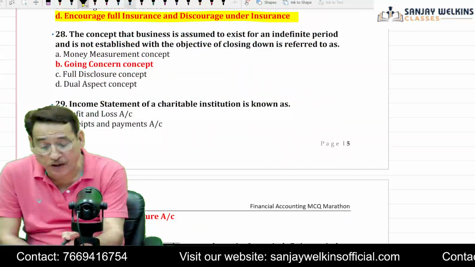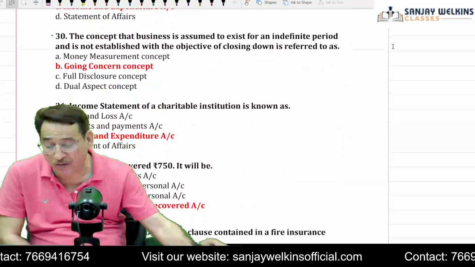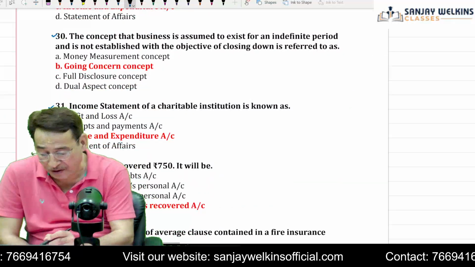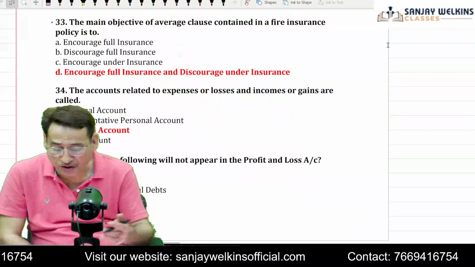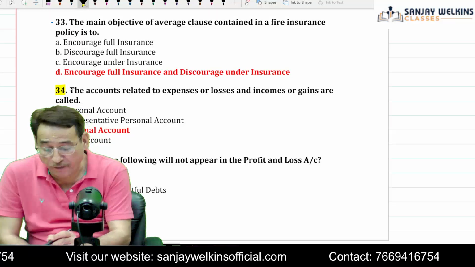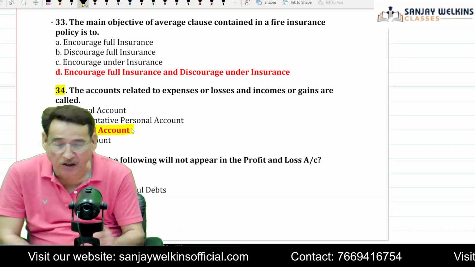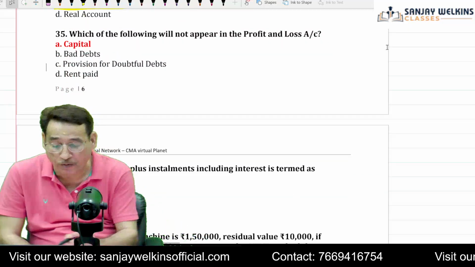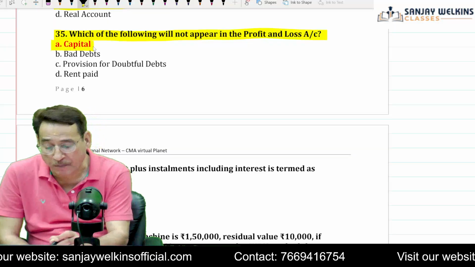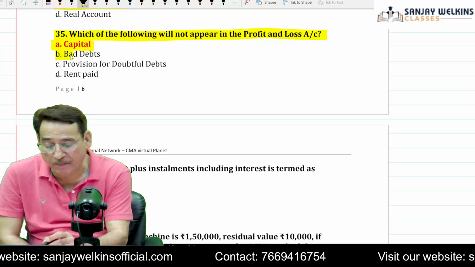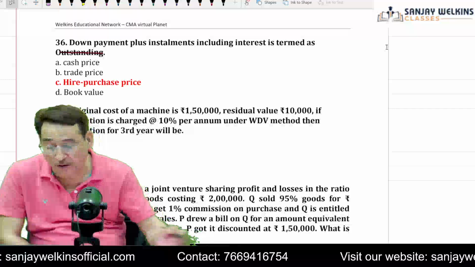Question numbers 28 and 29 you can easily do, because we have already done these questions, as they are repeated. Even 30, 31 and 32. All these questions we have already done; some questions have been repeated. Question number 34: the accounts related to expenses or losses and income and gains are nominal accounts. It should be almost a cakewalk for you. Which of the following will not appear in the profit or loss account? Obviously the capital. Capital appears on the liability side, but bad debts, provision for doubtful debts and rent paid will appear in the profit or loss account.